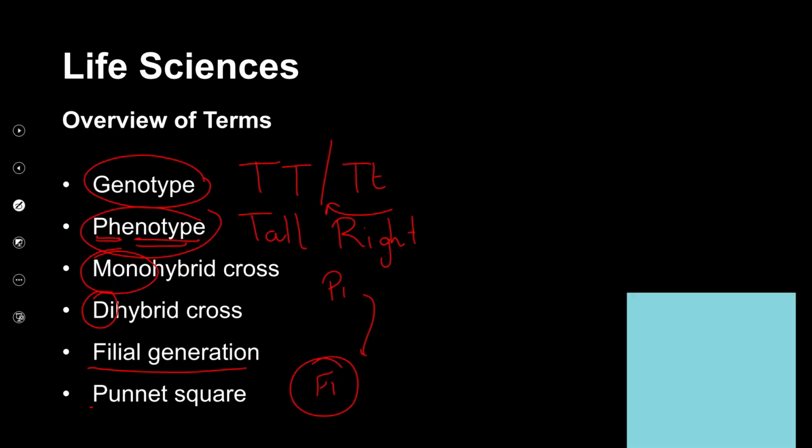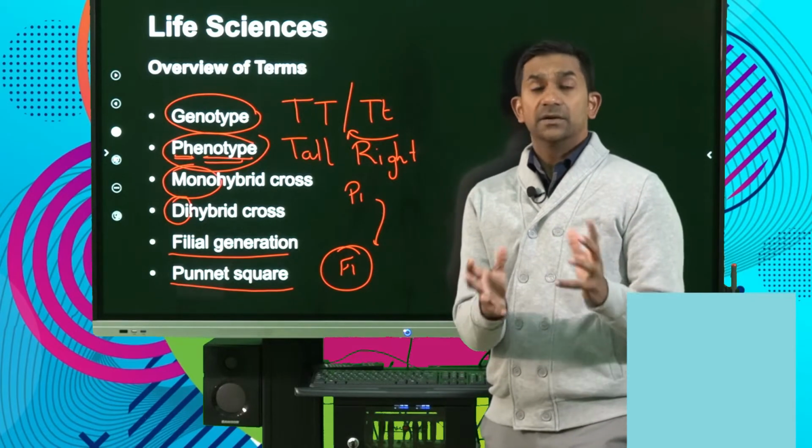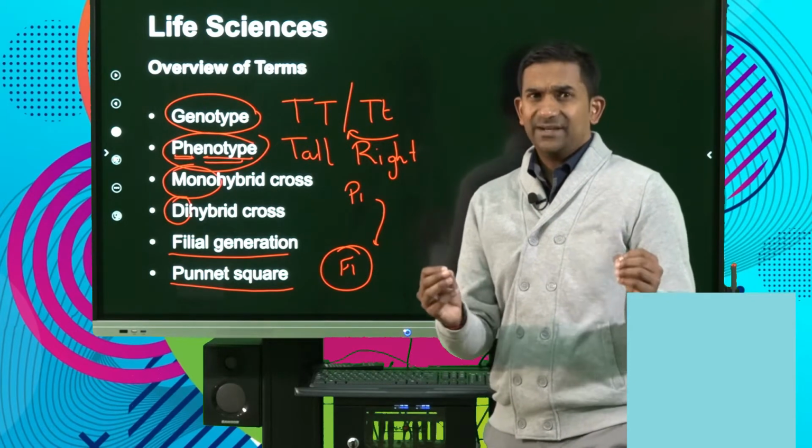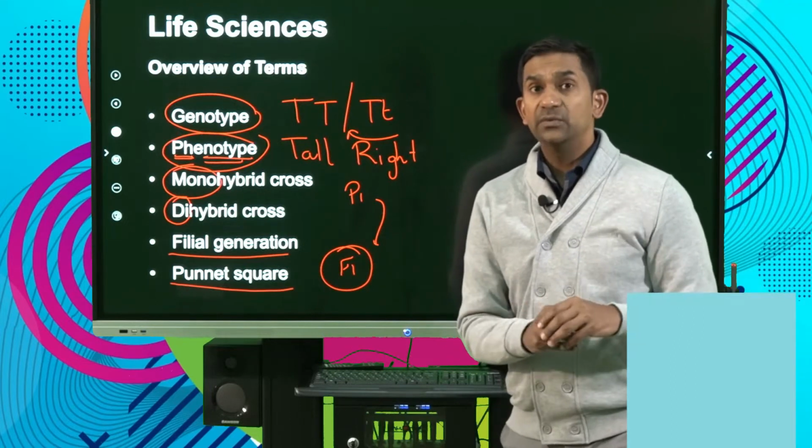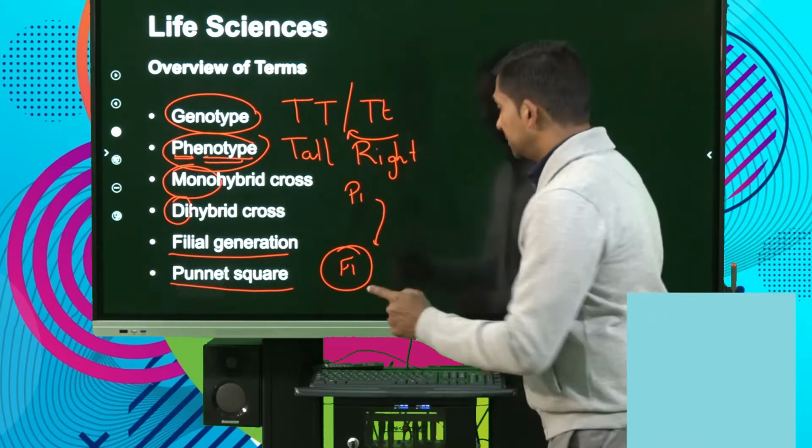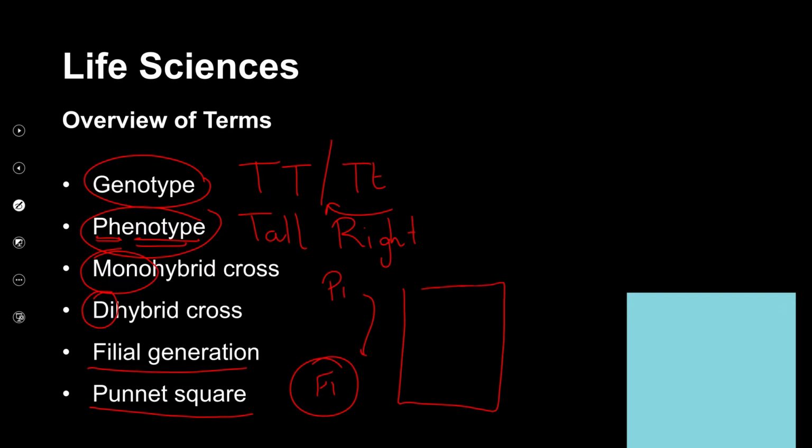And finally, the concept of a Punnett square, again, is a systematic tool that we use to find out what are the possibilities when we cross individuals. So again, it's an important tool that you use in a genetic diagram to illustrate the possibilities of offspring that are created.